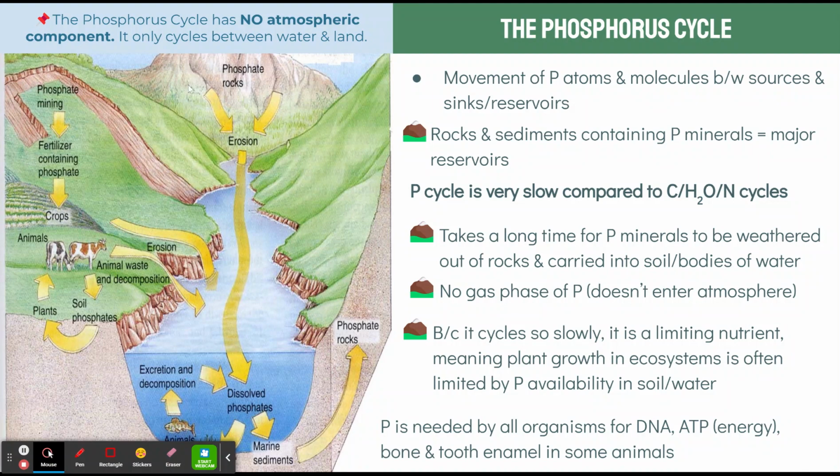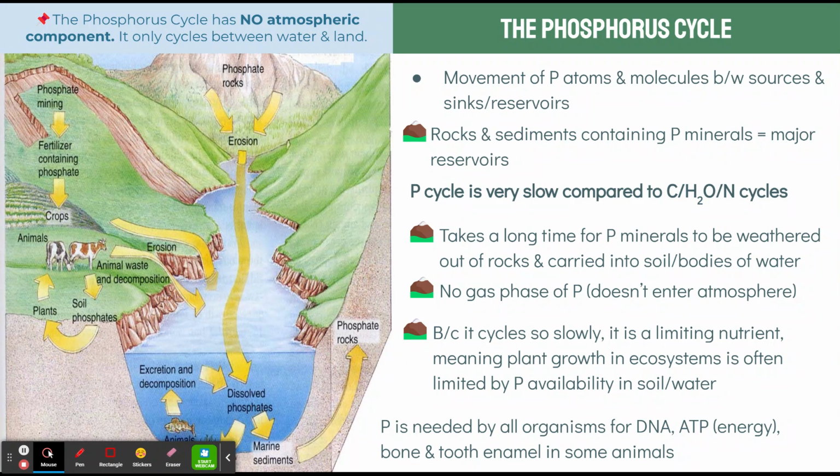This image is showing us how phosphorus is going to cycle through the biosphere. But if we look more specifically, we can see that the phosphorus cycle has no atmospheric component. Phosphorus is only going to be cycling between water and land. So the phosphorus cycle is the movement of phosphorus atoms and molecules between sources and sinks or reservoirs.